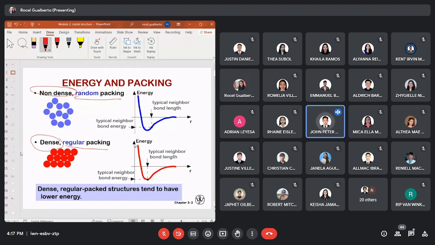Doon naman po sa dense na regular packing, lang po siya. Hindi po siya lumampas at dinaan nila po yung typical neighborhood energy. Okay, okay. Thank you, John.